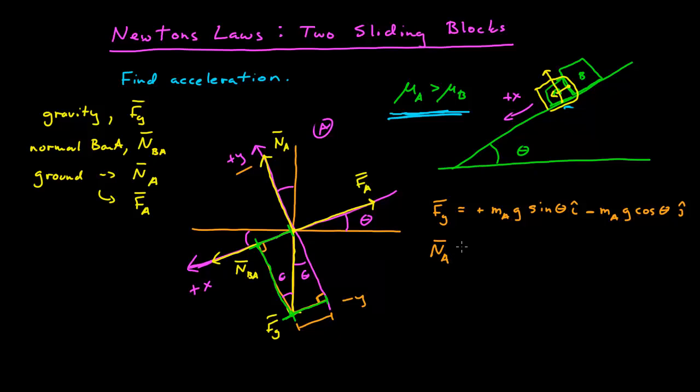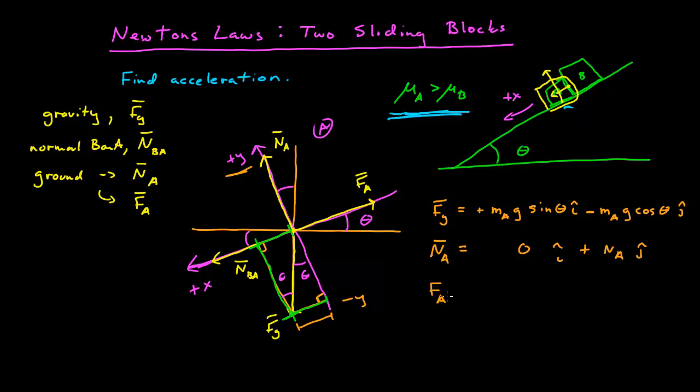Next is the normal force of the ground on A. It has nothing in the x direction, and it has its entire magnitude, N sub A, in the y direction, and it's along the positive y-axis from my coordinate system here.